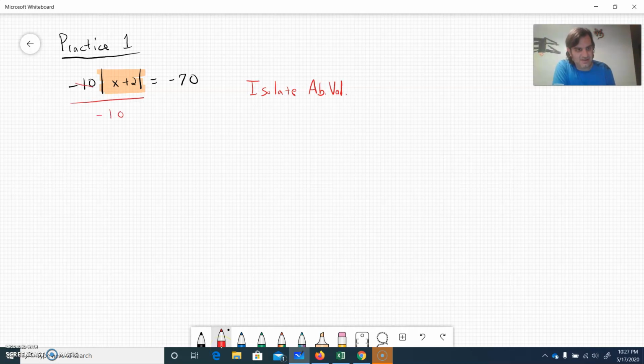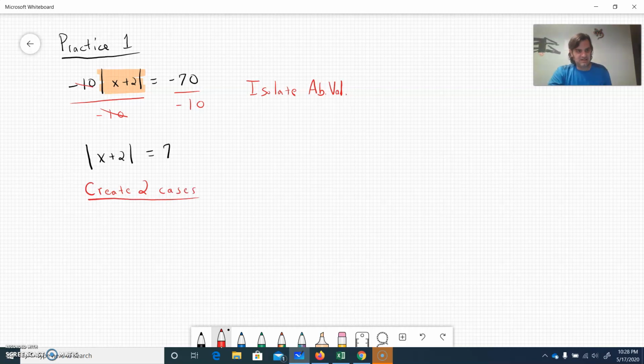Of course, it'll cancel out on the left-hand side. And we do it on the right. The negatives will cancel out, so we have absolute value of x plus 2 equals 7. So now we're ready for, since the absolute value is by itself, create two cases.